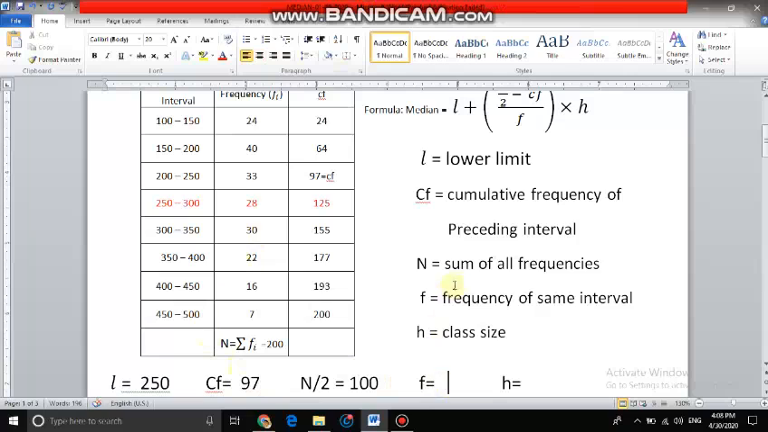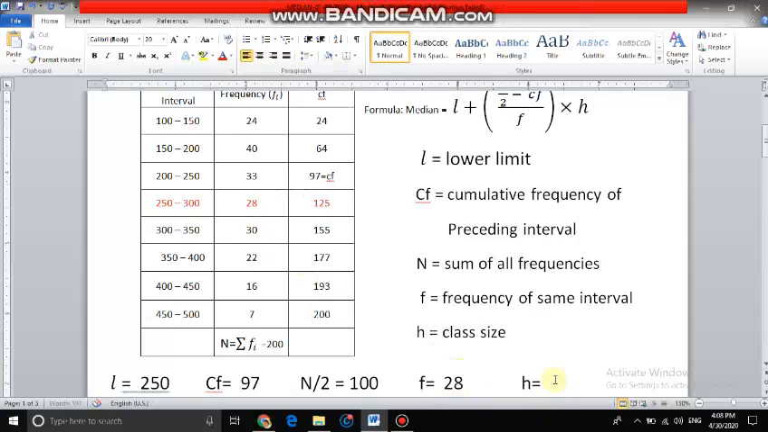And frequency of the same interval. If you see the words same interval, what do you mean by the underlined column? What is its frequency? So this is the frequency column. For the underlined column, frequency is 28.